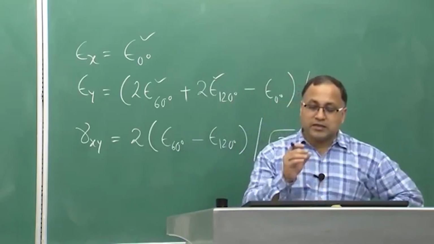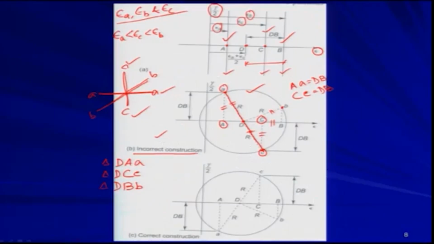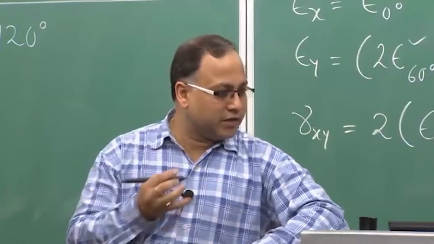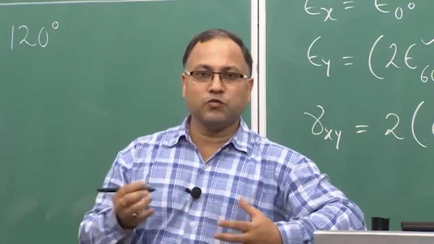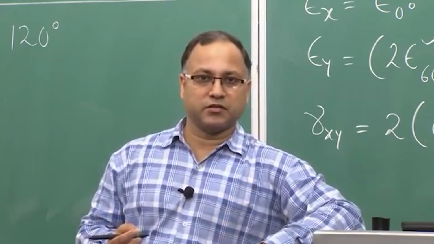Now, whether this Mohr circle construction is right or not, because that is written here as incorrect construction. Why is it incorrect? You need to find out that. I will stop here today. In the next class, we will take it again, so that we will understand why it is incorrect and what should be the correct construction.